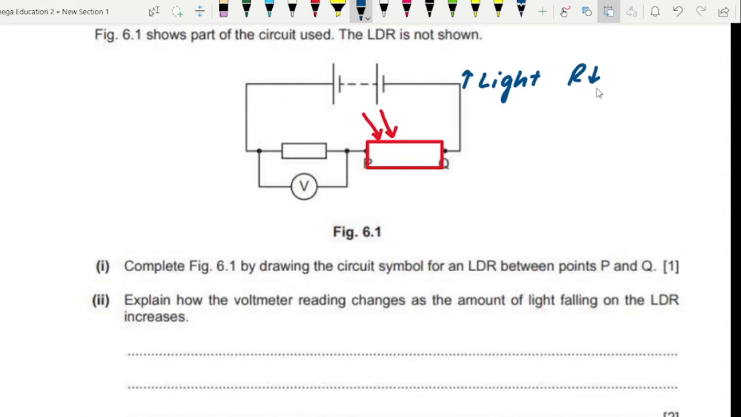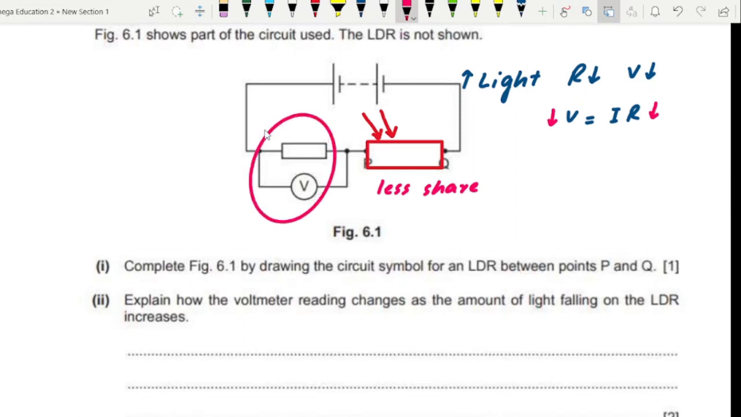Then if the resistance has dropped, it'll be getting a smaller amount of voltage. We also studied this relation, V equals I times R. And if you have low resistance, then you'll be getting low voltage. Less potential difference would be there across the LDR. So if the LDR is going to get less share of voltage, then more share of voltage would be available for the other resistor, this one, and hence the reading on the voltmeter would be increased.